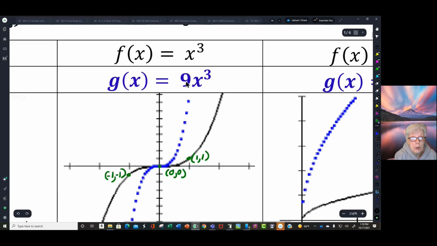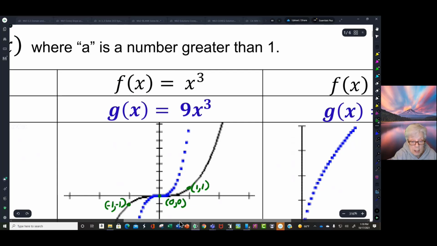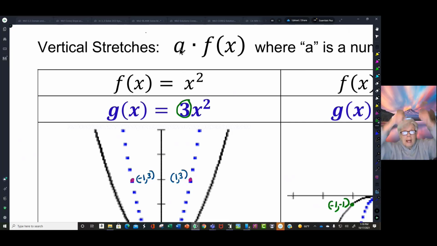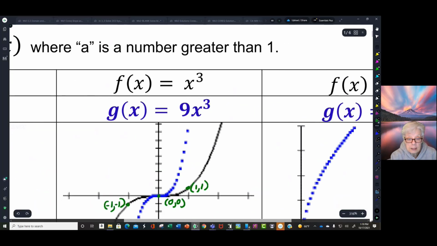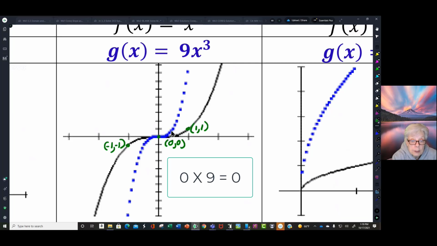Now we're going to be multiplying all of the y coordinates by 9. This, incidentally, I'm not sure I showed it to you, this is called a vertical stretch. When the number multiplying the function is a number greater than 1, you get a stretch. So here 0 multiplied by 9 is still 0, so both graphs share the point 0, 0.